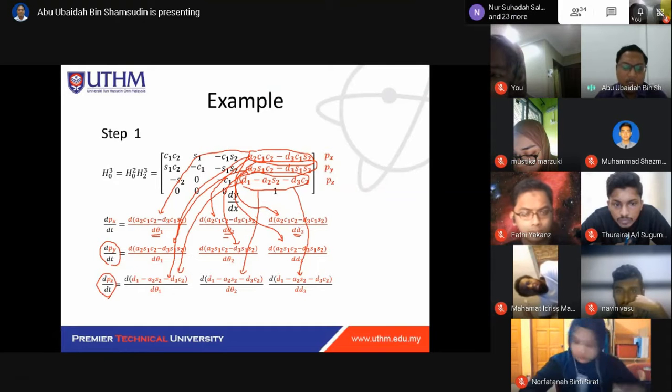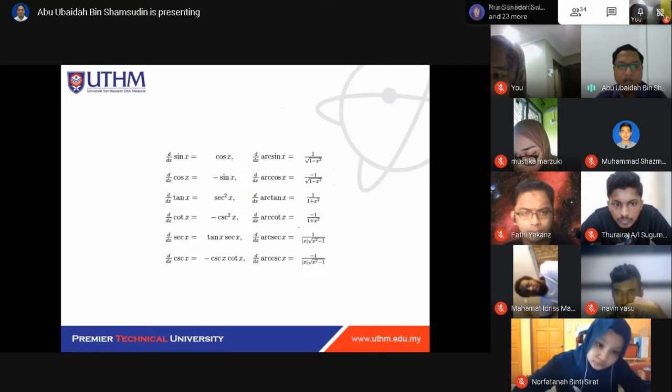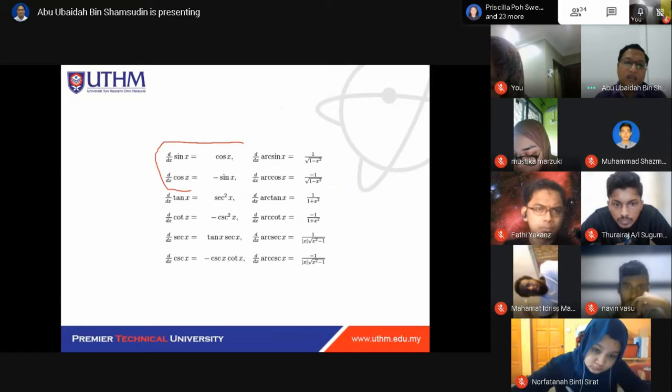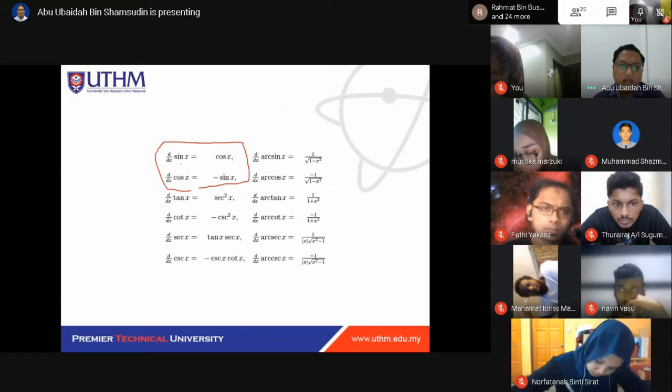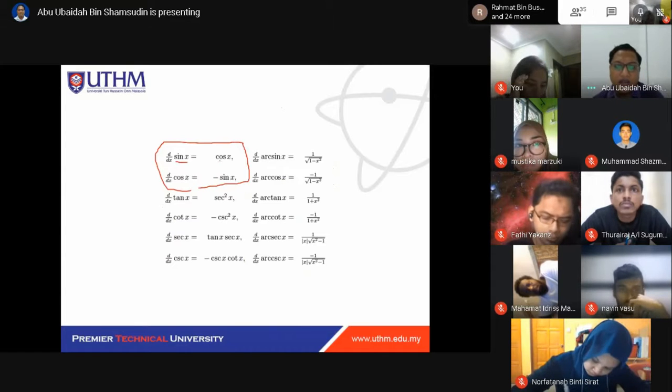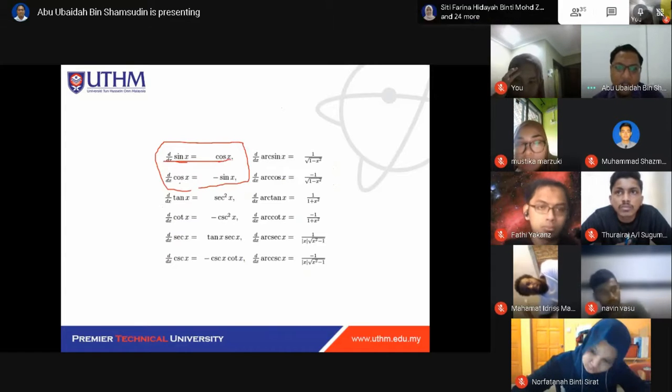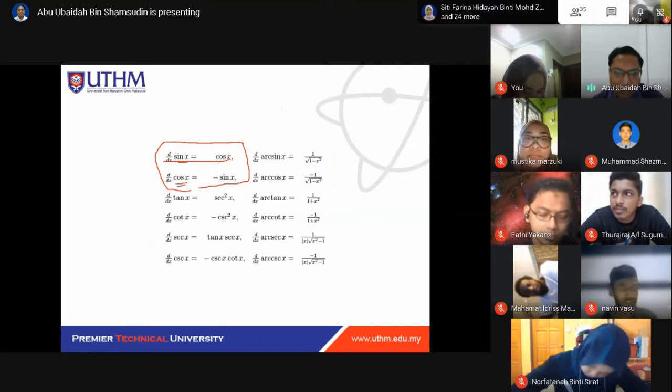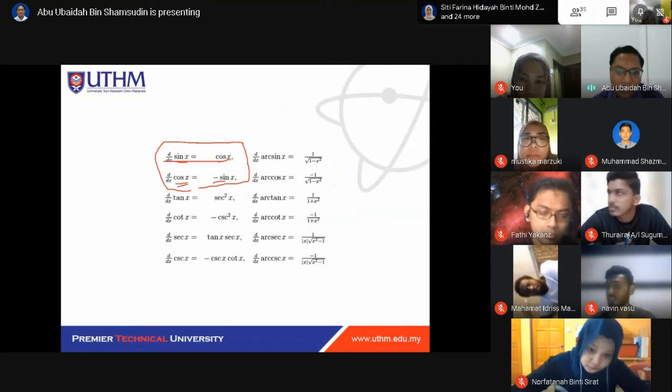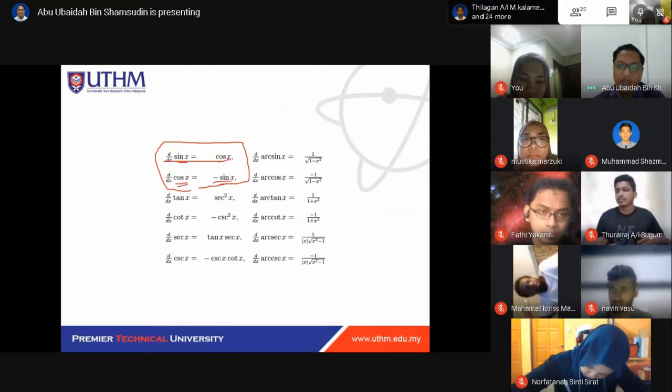So to do this differentiation, you need to remember just these two things. If you differentiate sine, you will get cos. If you differentiate cos, you will get negative sine.